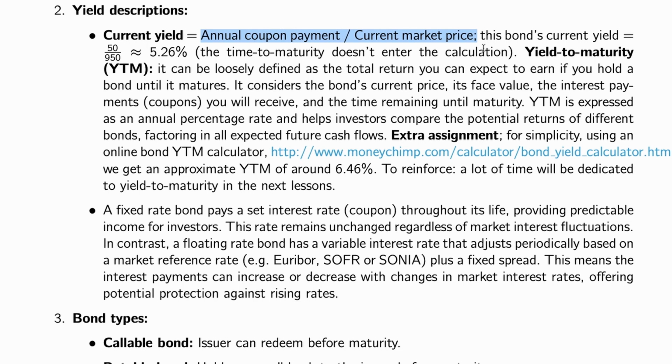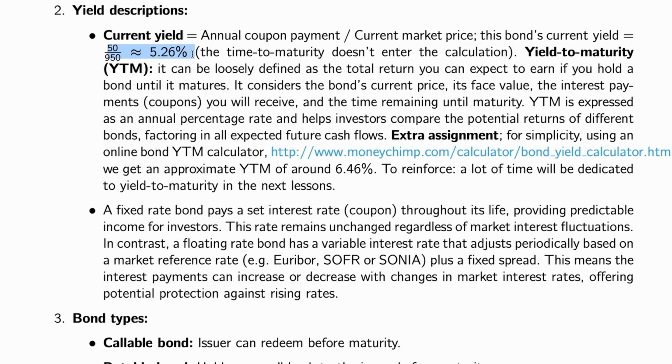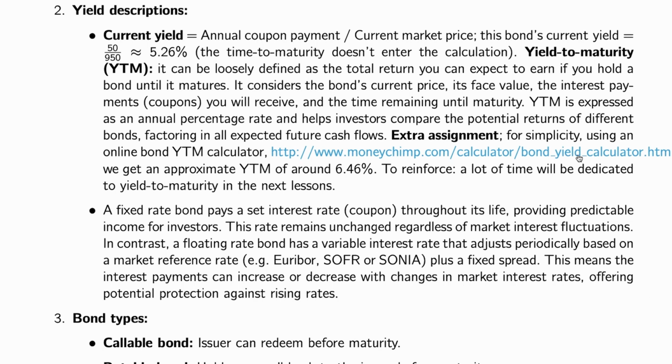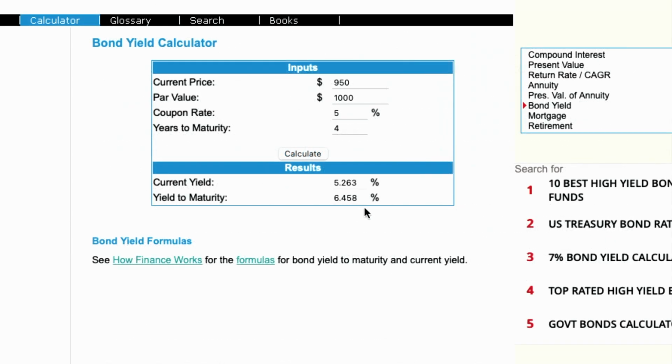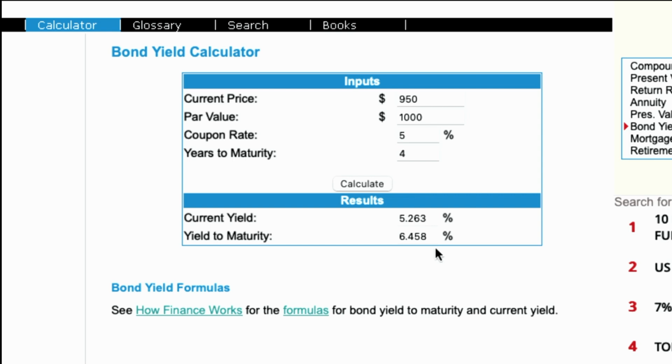Example, for a bond with a face value of 1,000, a coupon rate of 5%, and a market price of 950, the current yield is 50 divided by 950, approximately 5.26%. YTM, yield to maturity, definition. It's loosely defined as the return expected if the bond is held until it matures. It factors in the bond's current price, face value, coupon payments, and time remaining to maturity. Example, using an online YTM calculator, the approximate YTM for the bond described above is around 6.46%.